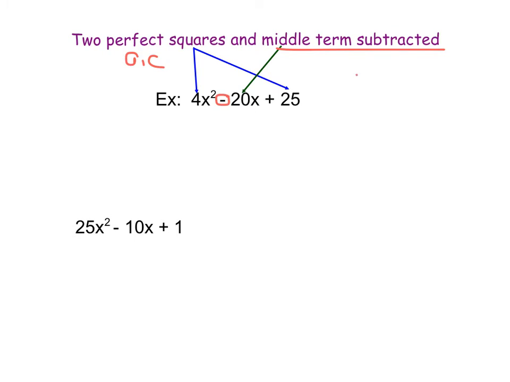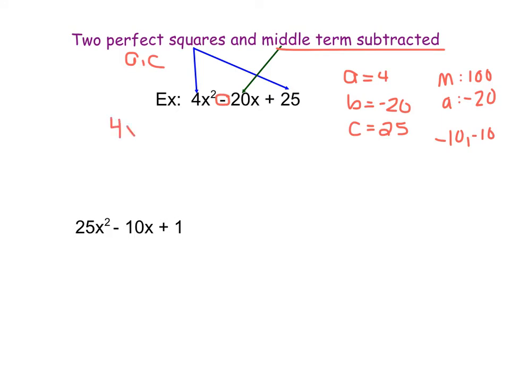So let's start off again with A is equal to 4, B is equal in this case to a negative 20, C is equal to 25. So now I multiply A times C to get 100, and I need to add to B, which is negative 20. So if I start thinking through multiply to 100, add to negative 20, I come up with negative 10 and negative 10. So here I have 4x squared minus 10x minus 10x plus 25.